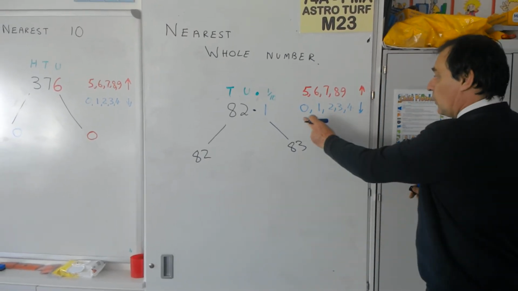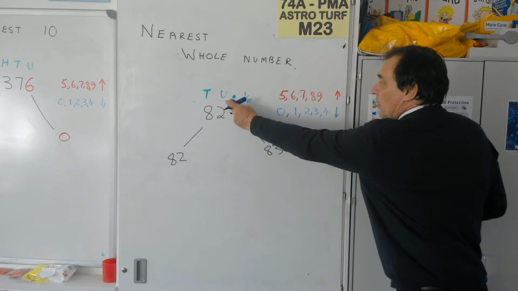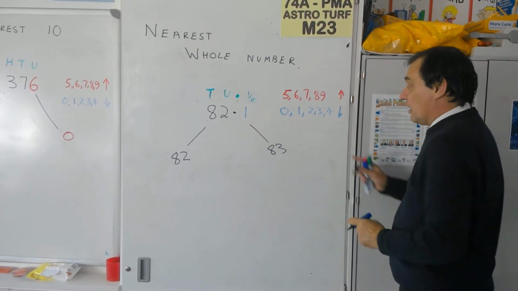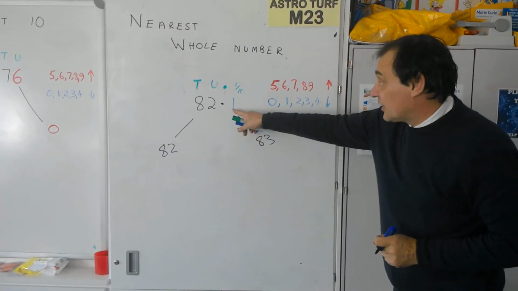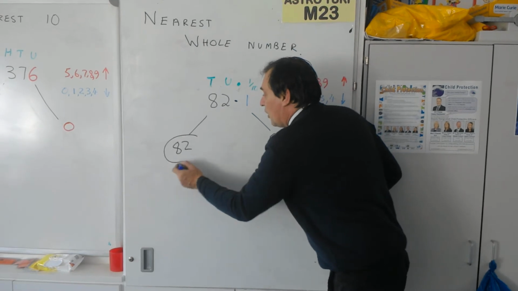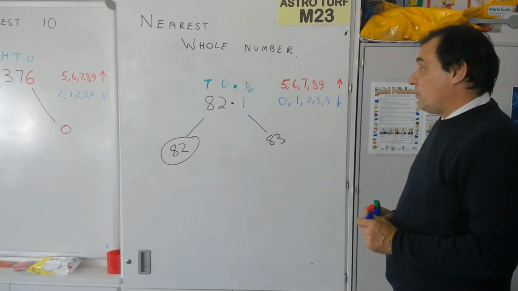So I use this rule here. If the number to the right of the units column is 0, 1, 2, 3 or 4, then I'll take the lower option. And it is in this case, I've done it as a blue one there, so the correct answer, rounded to the nearest whole number, would be 82.